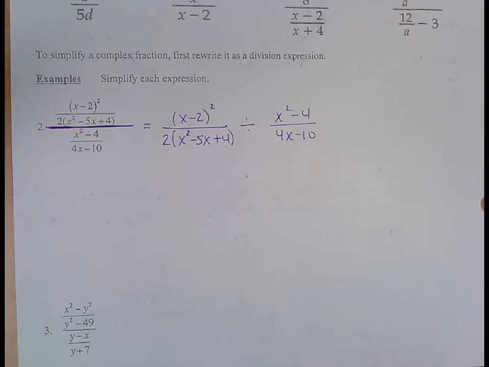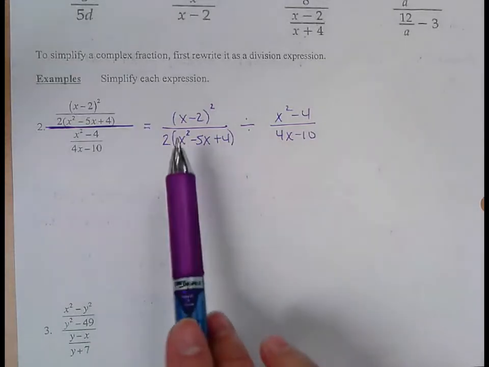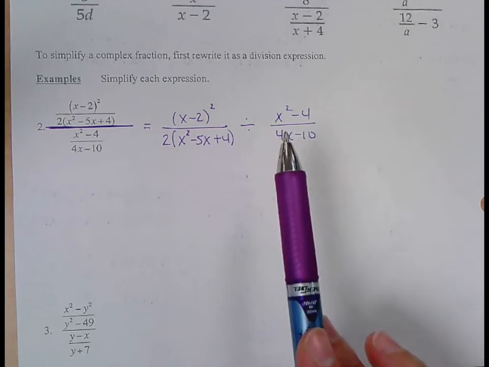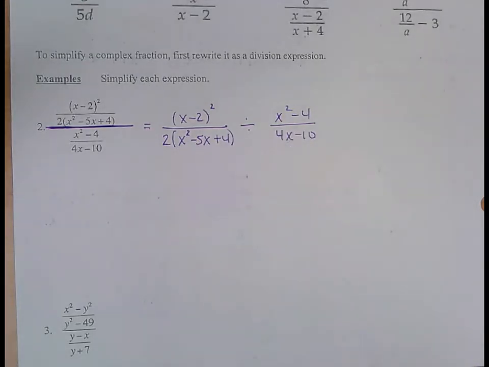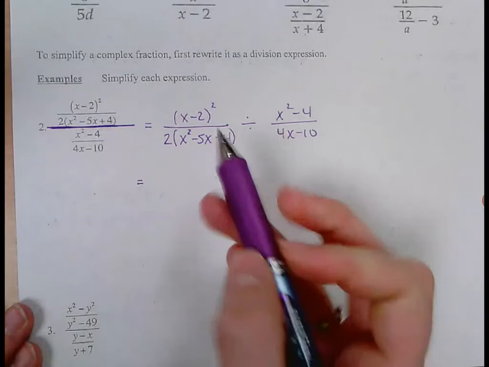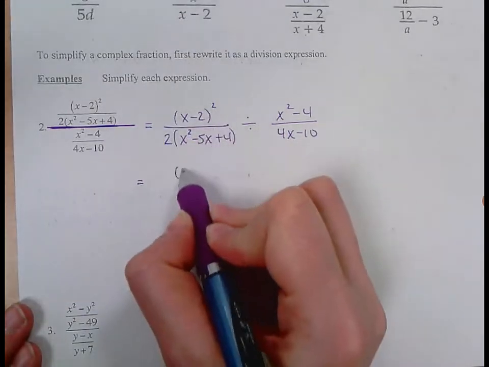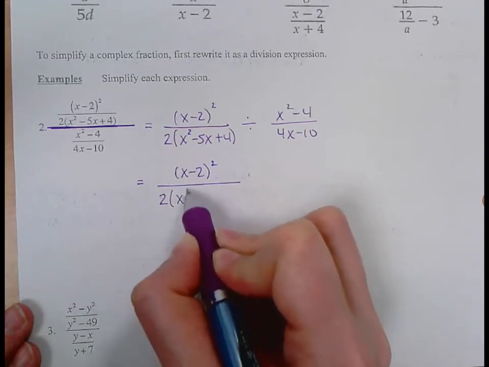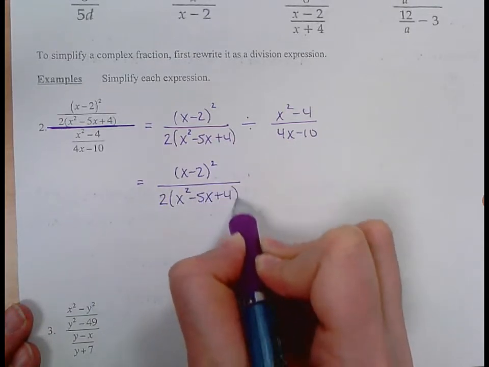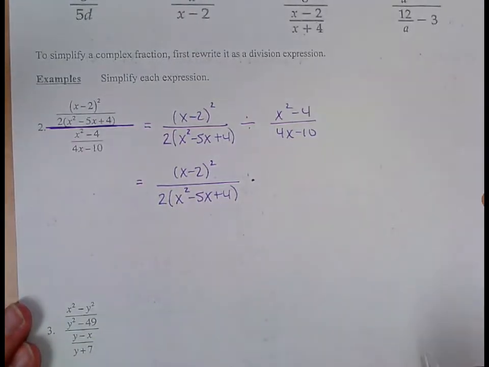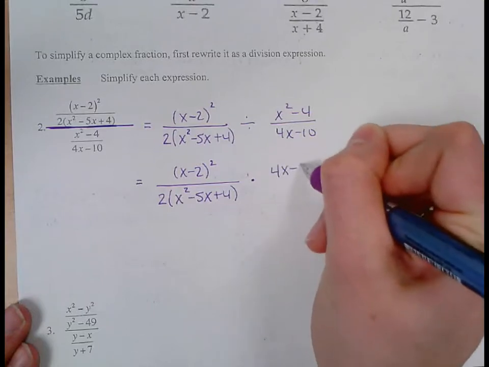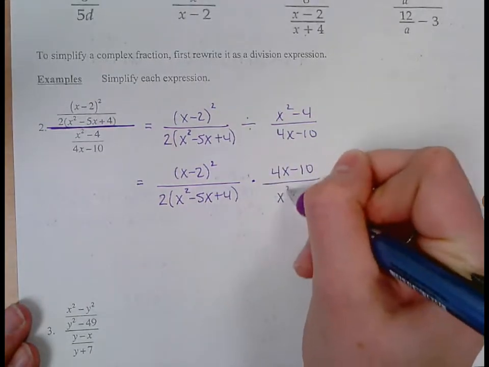So you can rewrite it as your top fraction divided by your bottom fraction. But now you just did an example like this. When you're dividing, you rewrite that as multiplying by the reciprocal. So this means I have my top fraction, (x minus 2) squared, all over 2 times the quantity x squared minus 5x plus 4, multiplied by the reciprocal of my second fraction. So my second fraction is now 4x minus 10 on top over x squared minus 4.